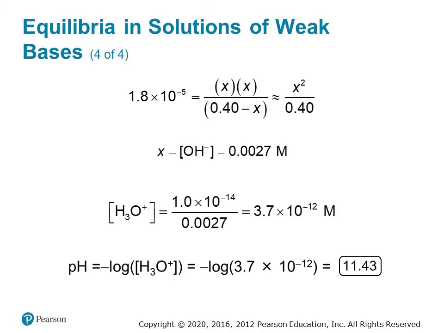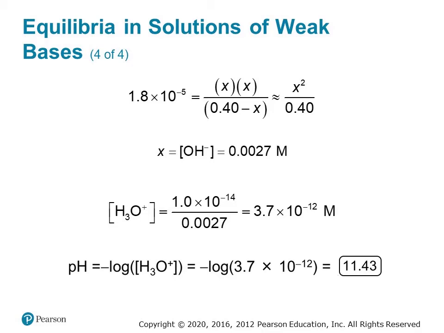Hydronium concentration is 1.0 times 10 to the minus 14, or Kw, divided by hydroxide concentration, the 0.0027 molar from before. This gives us 3.7 times 10 to the minus 12 molar. Now we can calculate the pH by taking the negative log of this hydronium concentration, which gives us 11.43.